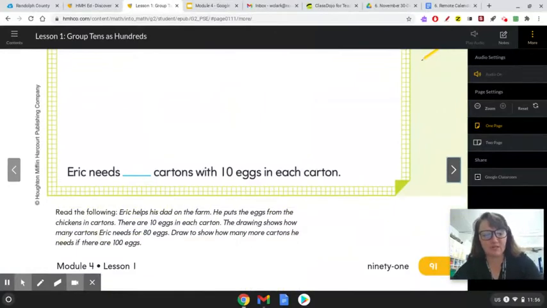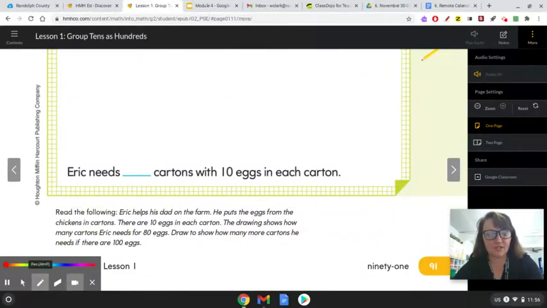So it says, Eric helps his dad on the farm. He puts the eggs from the chickens in cartons. There are 10 eggs in each carton. The drawing shows how many cartons Eric needs for 80 eggs. So now you're going to draw to show how many more cartons he needs if there are 100 eggs. So what are we counting by?